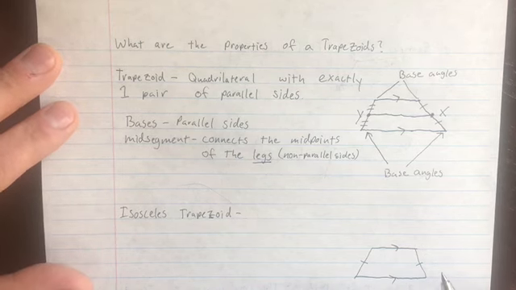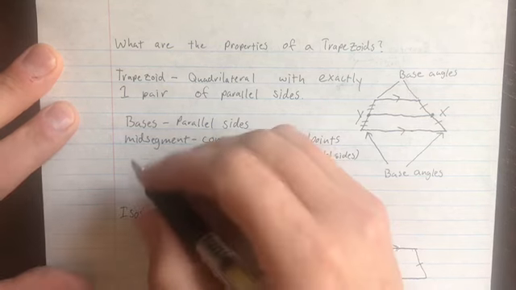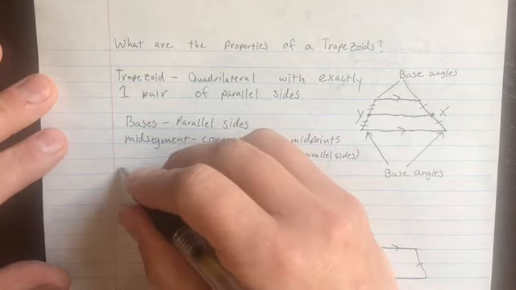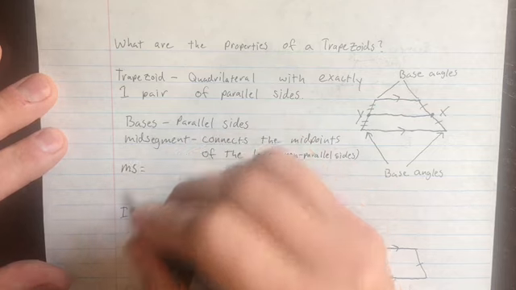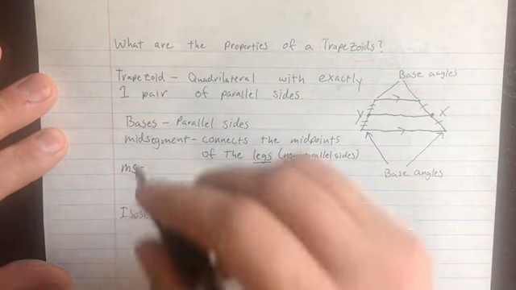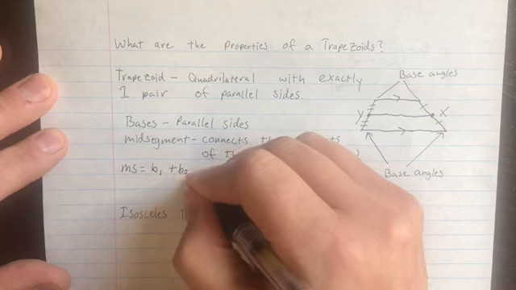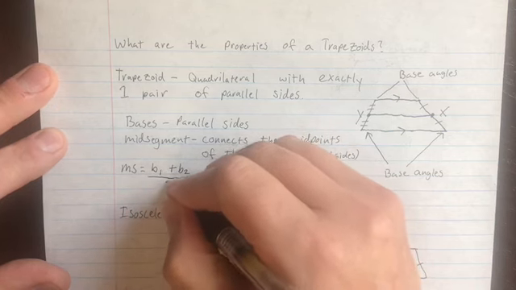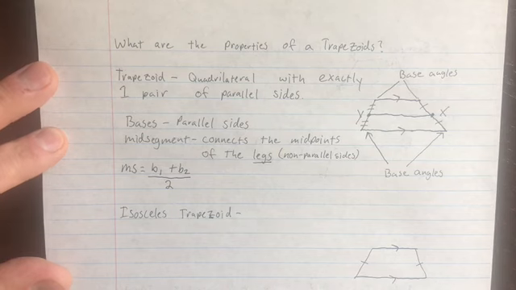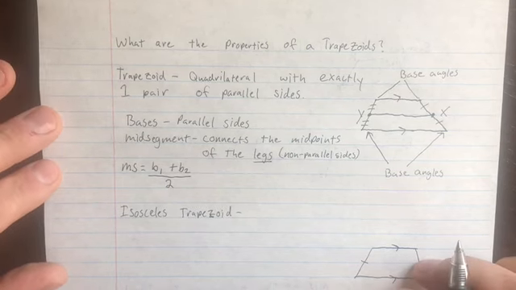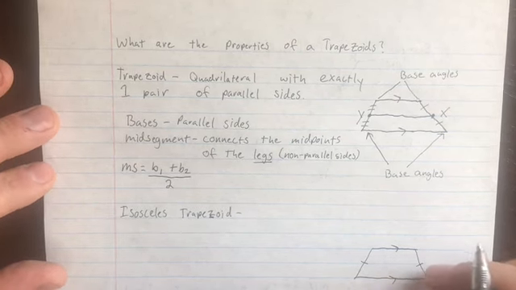There is one formula that we will use, and it involves the midsegment. The midsegment, I am going to abbreviate MS, is equal to the bases, base 1 plus base 2 divided by 2. And those two bases, keep in mind, those are the parallel sides.